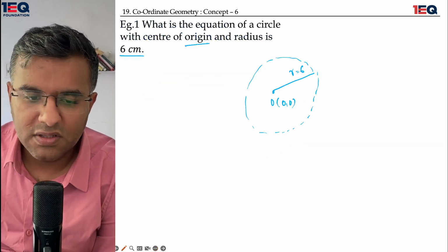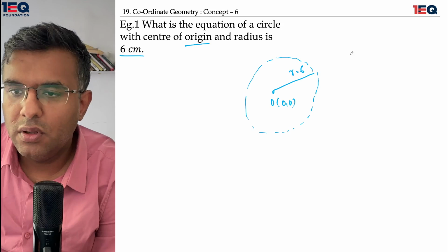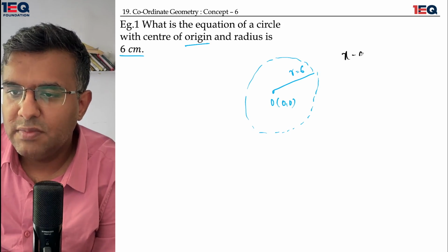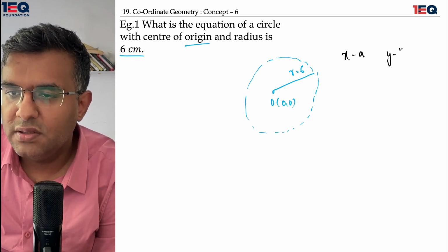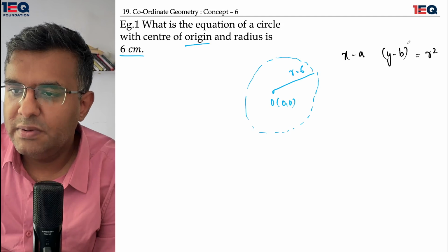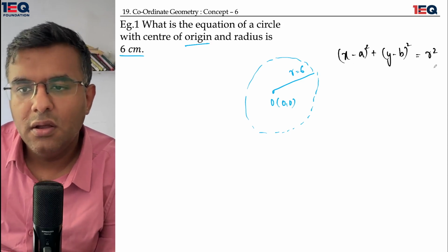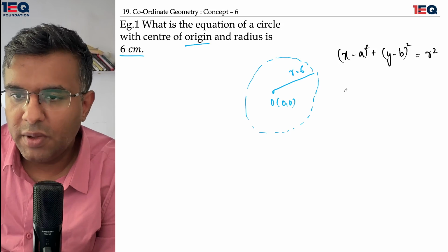The formula talks about x minus a, y minus b being equal to r squared. Okay, (x minus a) whole squared plus (y minus b) whole squared, both being added, create my formula.